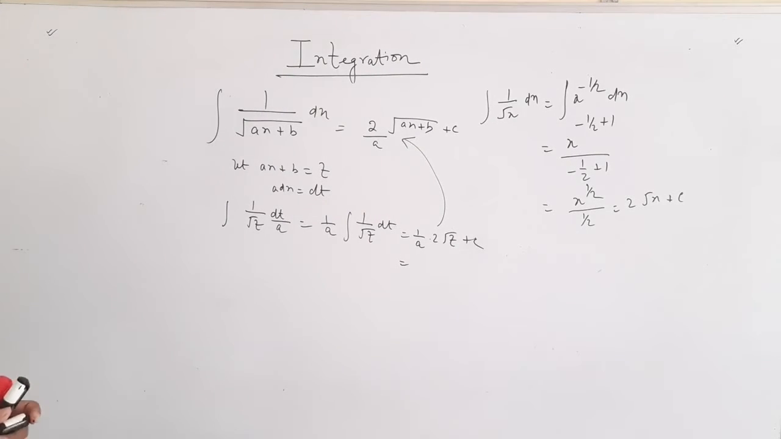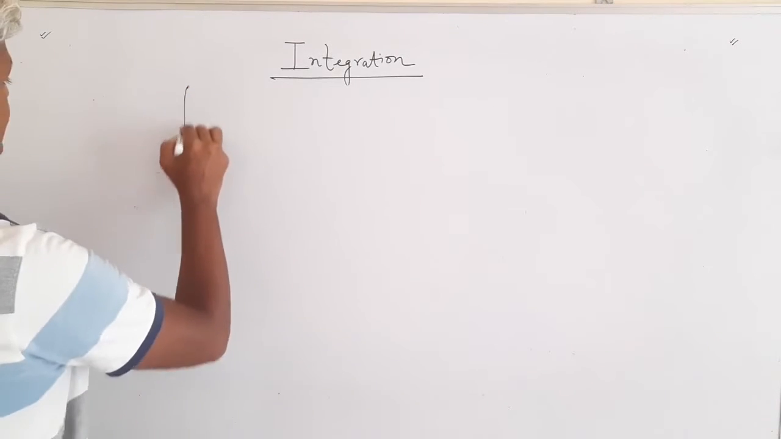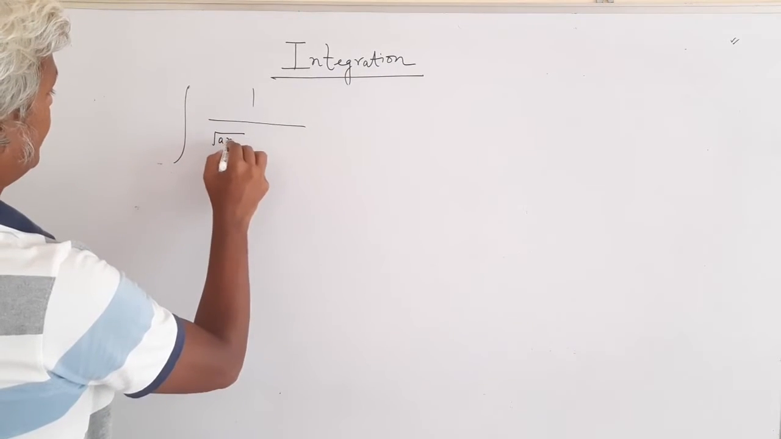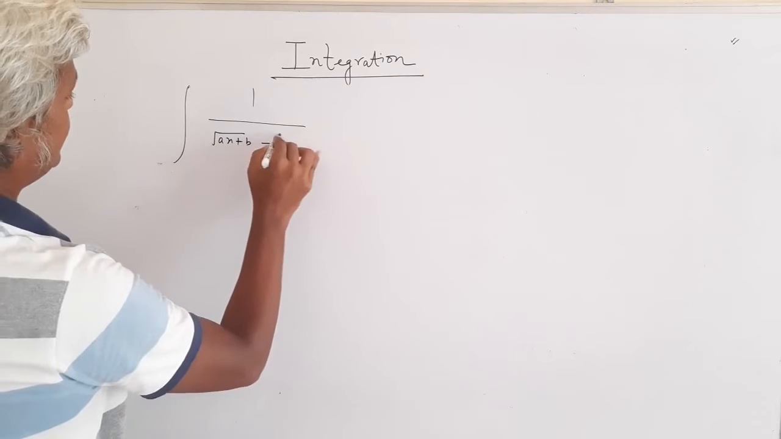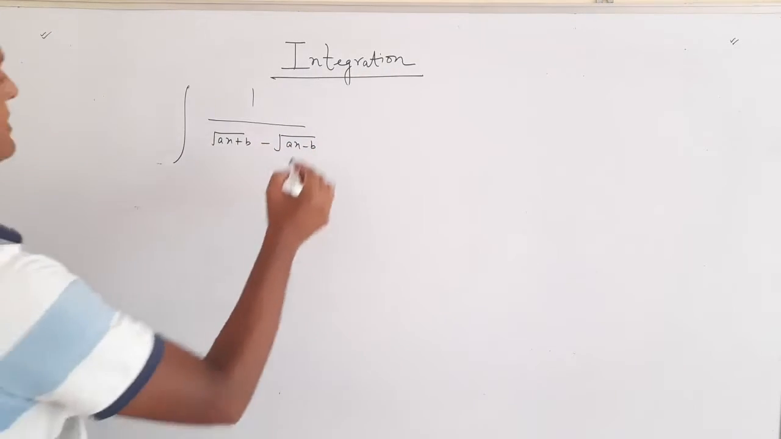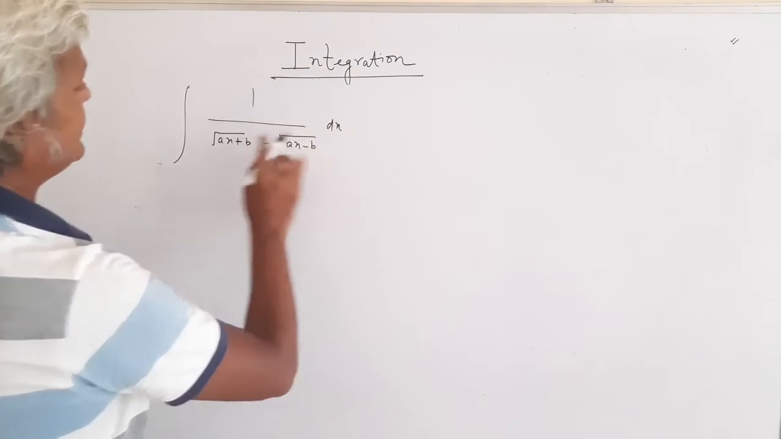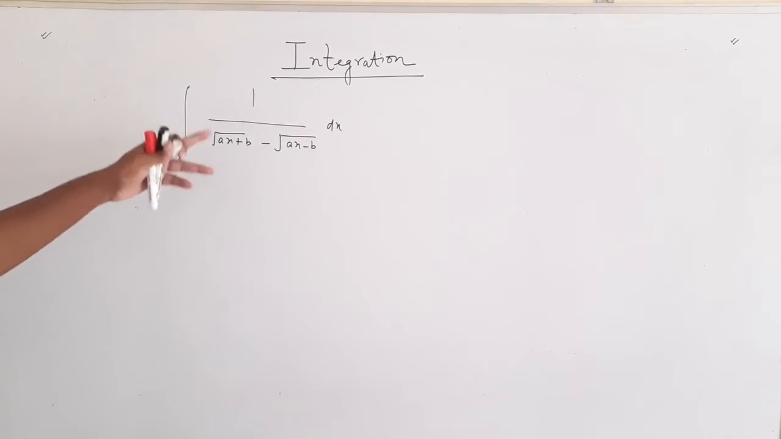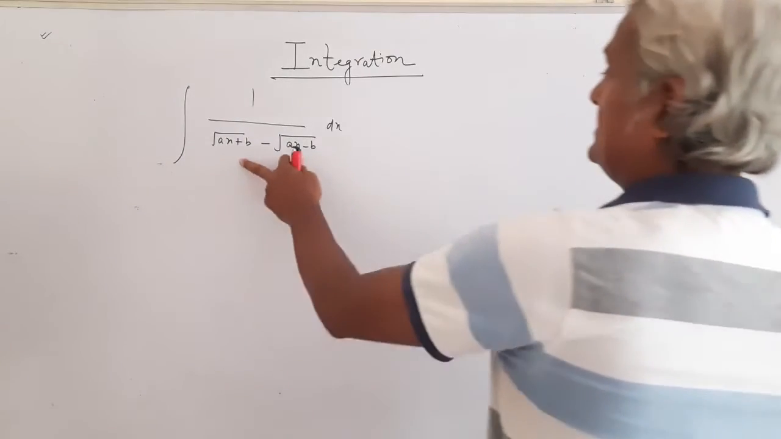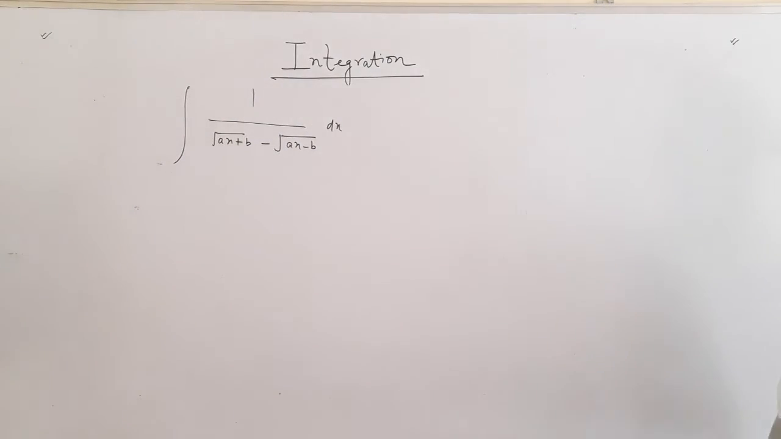Now I take another form where they look like this, but you cannot apply the very same form there. Now I have another form where the form goes like integration of root ax plus b minus root ax minus b dx. How will you find the integration of this form? Because this cannot be broken down into two different roots, this is an algebraic, irrational expression.